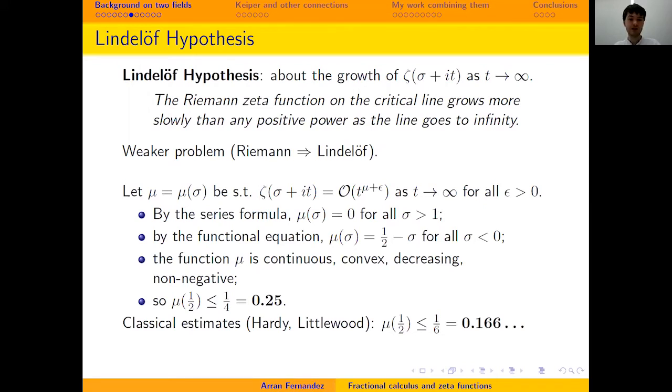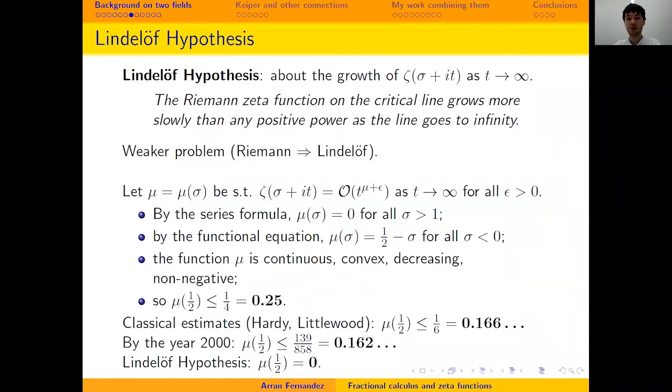Then there are some classical estimates from around 100 years ago. Hardy and Littlewood and Weyl worked on this, and they showed that it is at most 1/6, which is 0.166. So that's quite a difficult proof. It's one whole chapter in one of the main textbooks on the Riemann zeta function. Then by the year 2000, you can see on the Wikipedia page about the Lindelöf hypothesis how these numbers were improved over time. By the year 2000, the best known estimate for this mu of 1/2 was 139/858, which is 0.162. But the Lindelöf hypothesis says it should be 0.